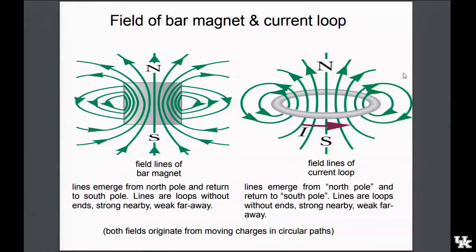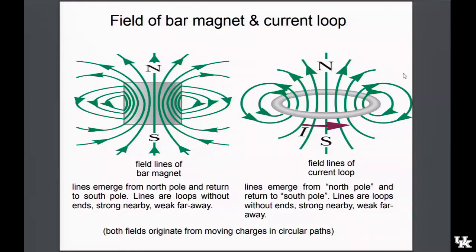Also, look, the field tends to be strong near the current loop, and the field is strong near the magnet, and the field falls off far from the magnet, and the field falls off far from the current loop. You can see that from how closely, or far apart, the field lines are spread out.